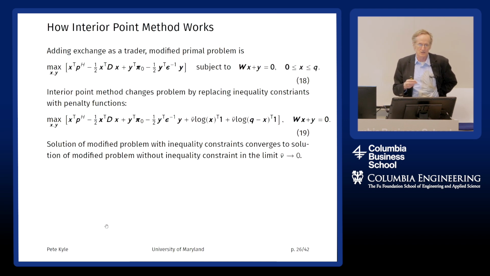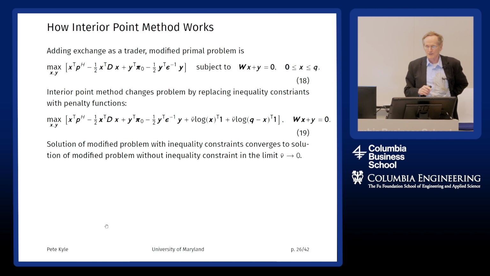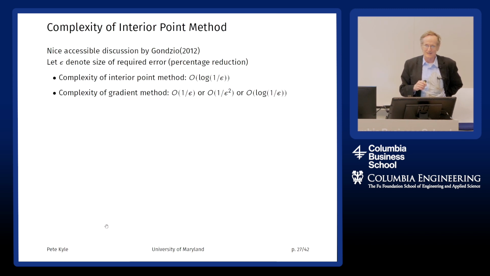We add the exchange by giving it a kind of utility function and adding the exchange's utility function to the other utility functions, and that gives you equation 18, a modified objective function or modified quadratic program. What the interior point method does is give you log penalty functions instead of the inequality constraints, which is equation 19 that you're looking at. I have a discussion here of the complexity of the interior point method that I'm going to skip over, but it's not terrible complexity compared to other alternatives.